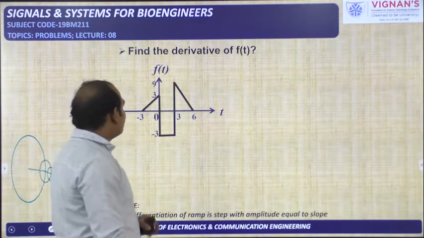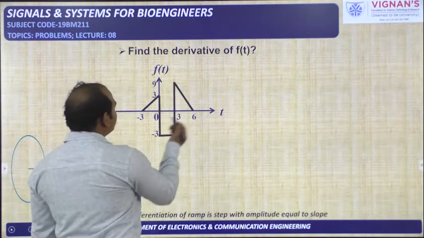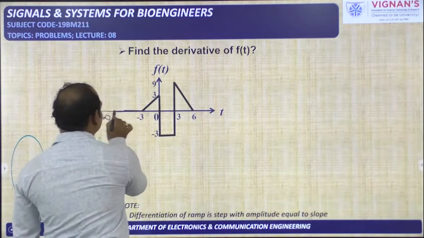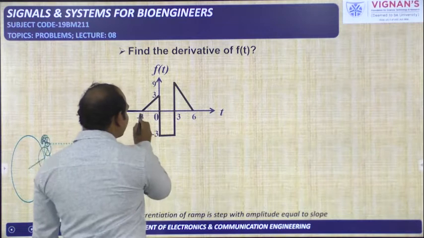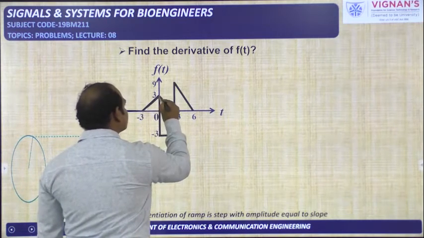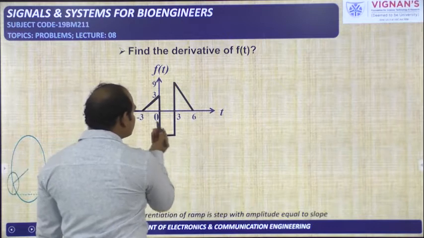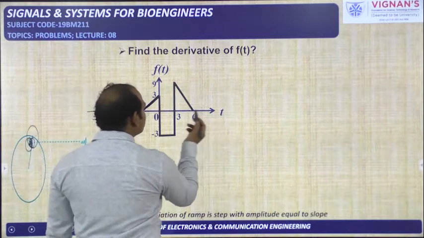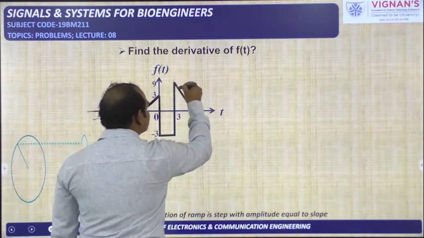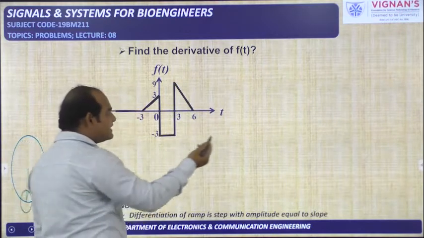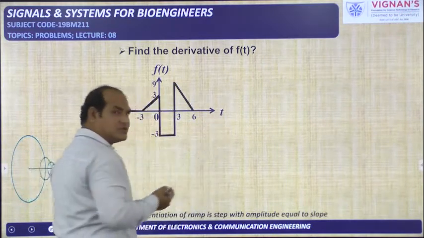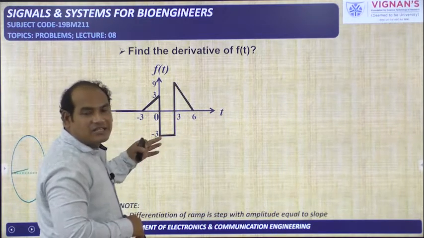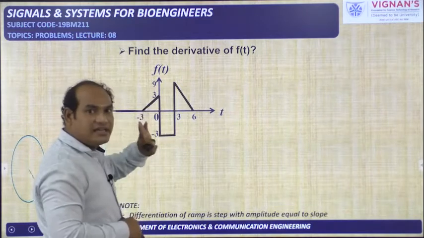Generally if you observe this signal, when t is changing from minus infinity to minus 3, the amplitude is 0, and when t is changing from minus 3 to 0, it is a ramp signal. When t is changing from 0 to 3, the amplitude is minus 3. When t is changing from 3 to 6, the amplitude of the signal is decreasing, and when t is changing from 6 to infinity, the amplitude is 0. Now for this signal we are not writing the mathematical expression, we need the derivative here.